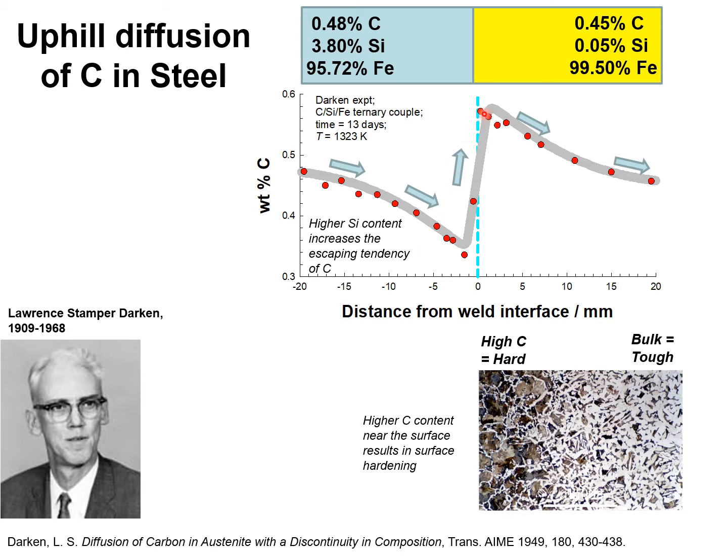Now, the higher weight percent of carbon near the surface of the right bar imparts a higher hardness to the bar, whereas the bulk is tougher. And this method of carburization of steel exploits the phenomena of uphill diffusion.